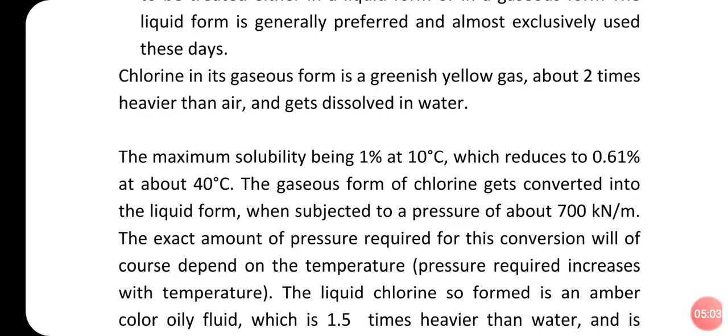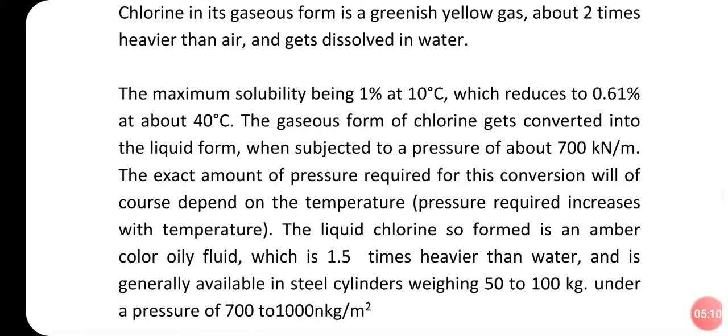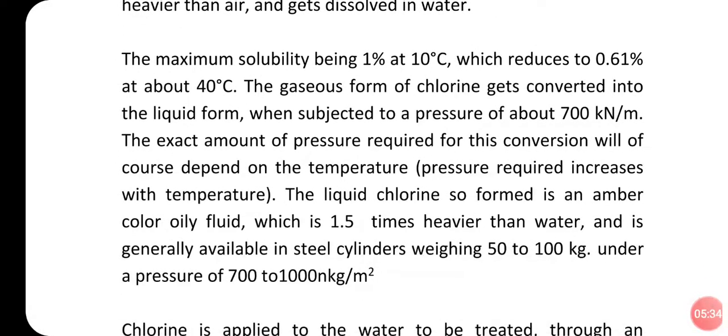Okay. So the gaseous form of chlorine gets converted into liquid form when subjected to a pressure of about 700 kilonewton per meter squared. The exact amount of pressure required for this conversion will of course depend on the temperature. So the liquid chlorine so formed is an amber colored oily fluid which is 1.5 times heavier than water.